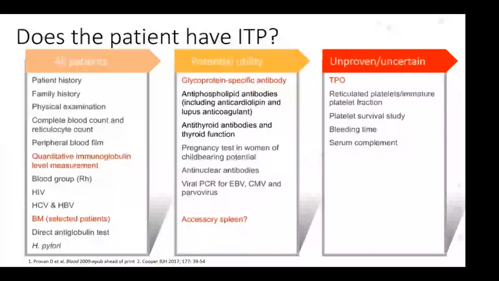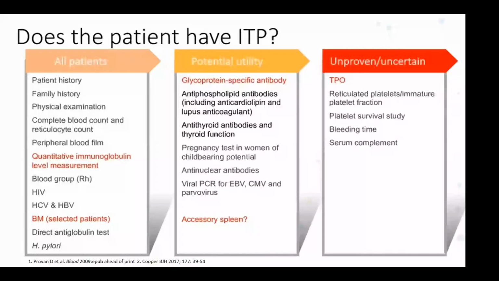The diagnosis is very important, as we mentioned, and includes taking a proper history, a family history, a physical examination, complete blood count, retic count, and peripheral blood, and you should exclude secondary causes of thrombocytopenia. You should do a quantitative immunoglobulin level, blood group, HIV, hepatitis C virus, bone marrow in selected patients, a direct Coombs test, and H. pylori. You should exclude antiphospholipid antibody.